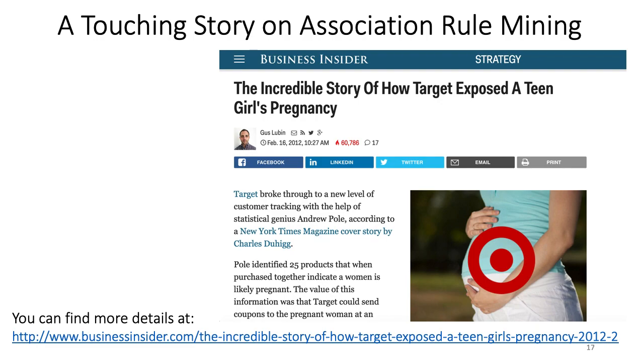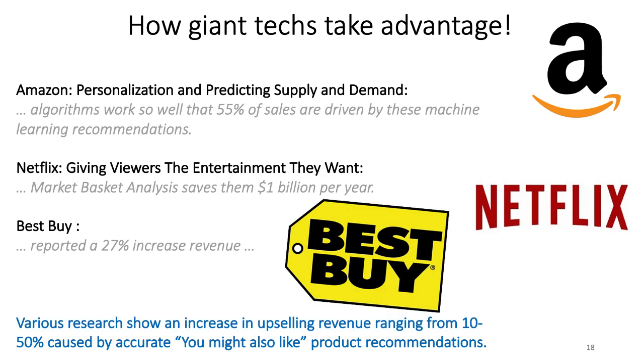AI is, of course, going to make some predictions that human beings cannot even think of, like pregnancy. And it may confront privacy at some point, but that's what it is. And it's beautiful. Just look at this technology. It's adding convenience to our lives, right? It's just beautiful. Why should we complain about it? Anyway, again, you can read more details about this story here.